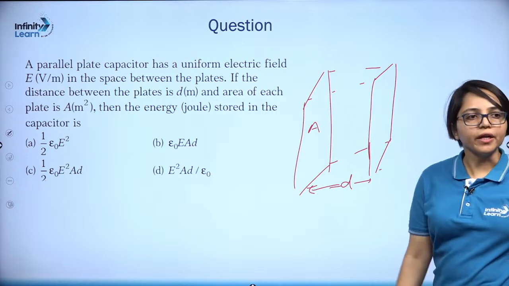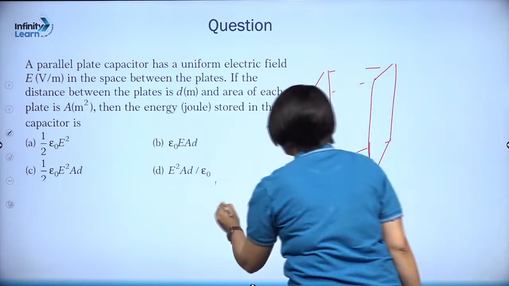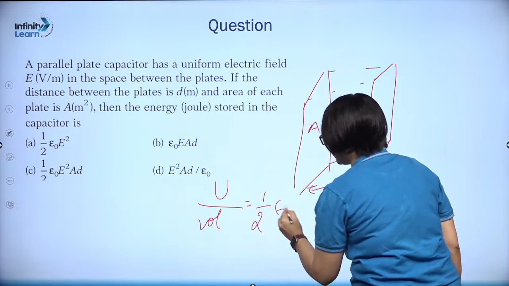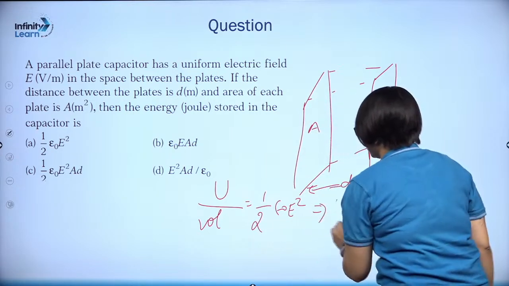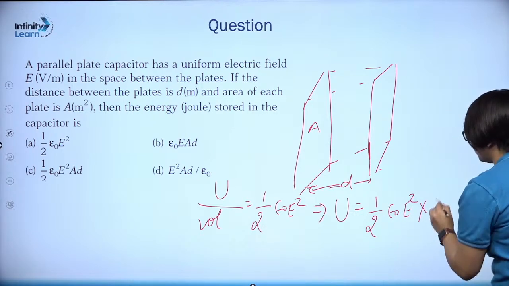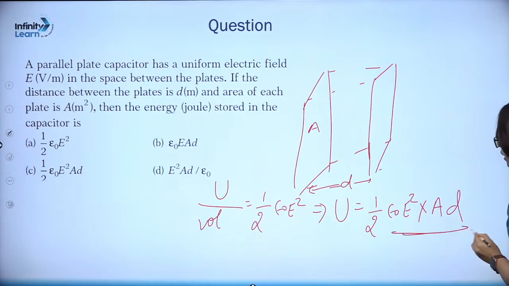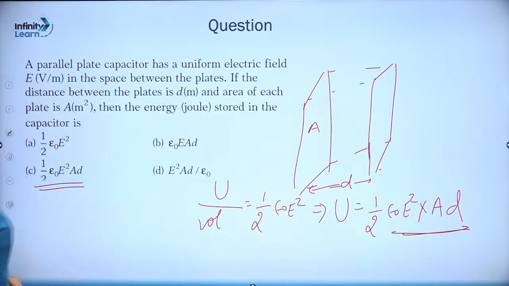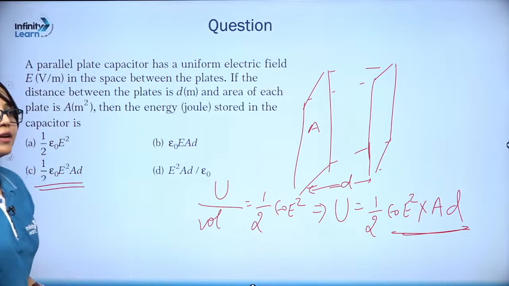Energy stored per unit volume is equal to half epsilon naught E square. So energy stored will be half epsilon naught E square into volume, which is A into D, right? So this will be option C. Option C is correct answer. Well done guys, well done.